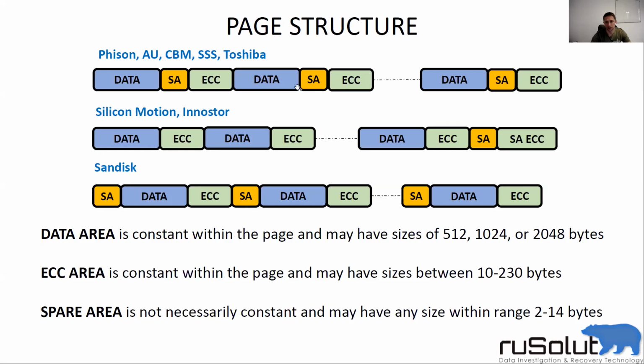So they may have a size of 0. But in the case of Silicon Motion, we have just one service area, so it will be just one size. In the case of SanDisk, it's also quite standard, but for Phison controllers, it could be different. So the service area may have different sizes even within one page.